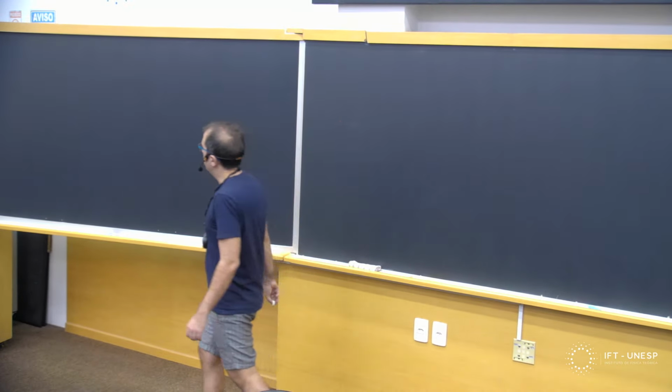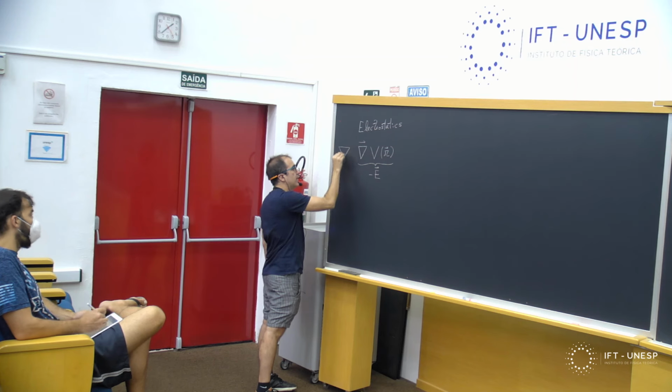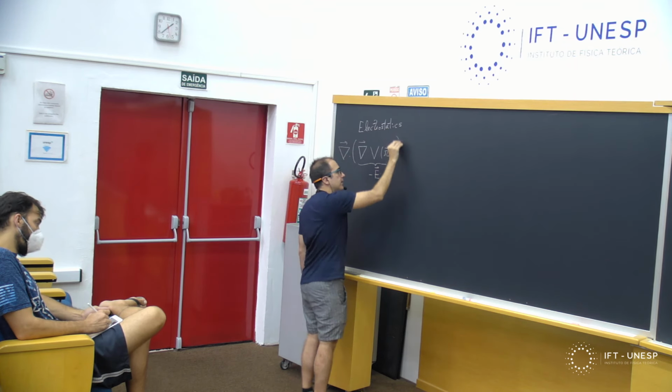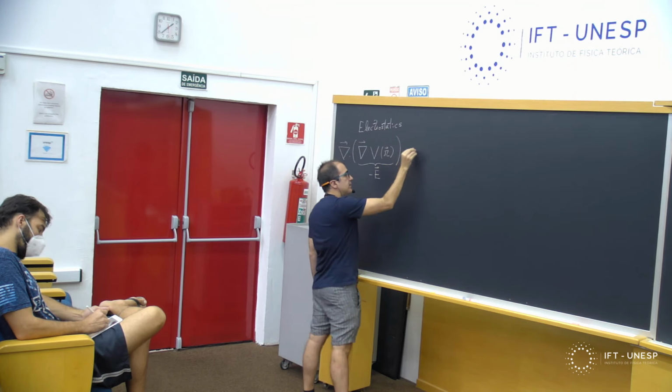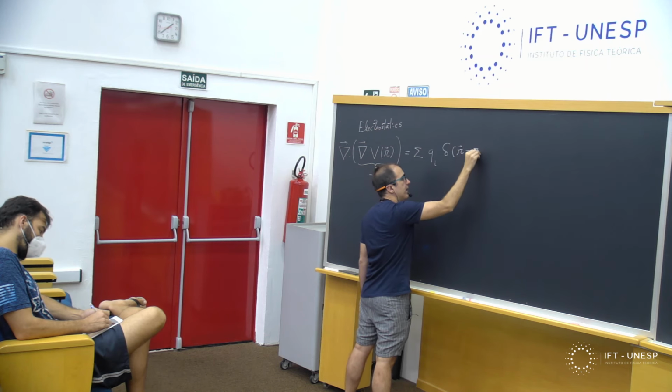Let me start by recalling the problem of electrostatics. In electrostatics, what do we do? We have some potential, V, that depends on r. We take the gradient of this potential, and this is the electric field. And then the divergence of the electric field is equal to the charges, whatever charges there are, and we could imagine some charges, q_i, inserted at positions, delta of r minus r_i.